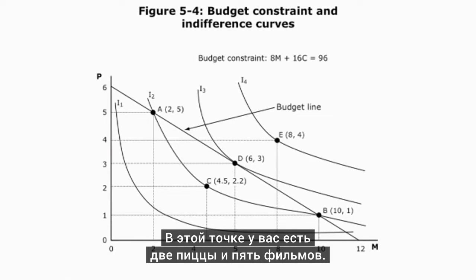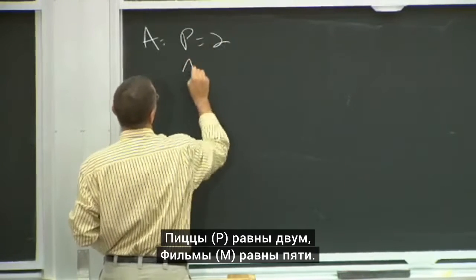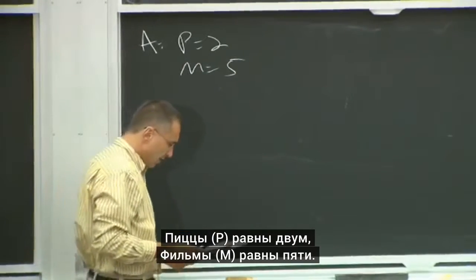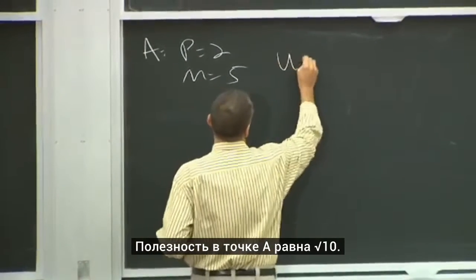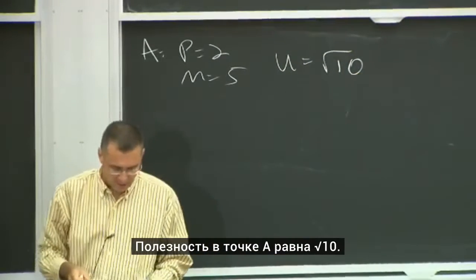At point A, you have 2 pizzas and 5 movies. So pizza equals 2, movies equals 5 at point A. Okay? So your utility is equal to the square root of 10 at point A.